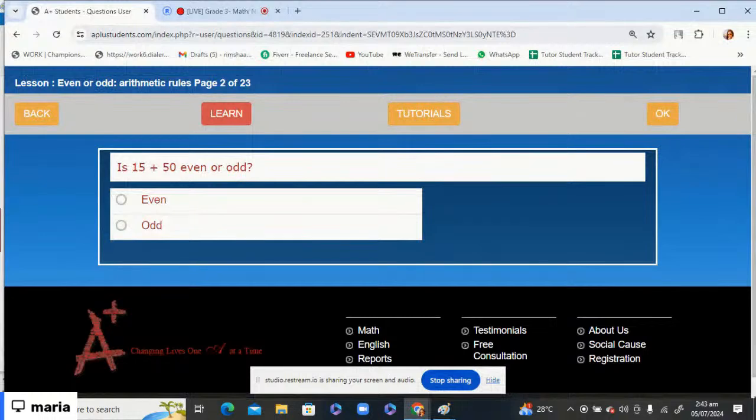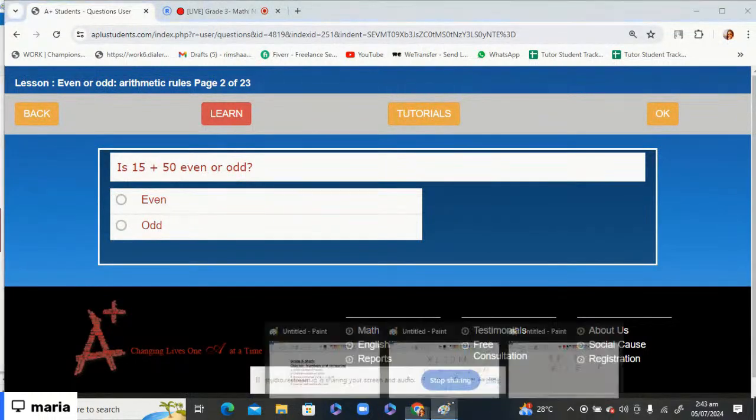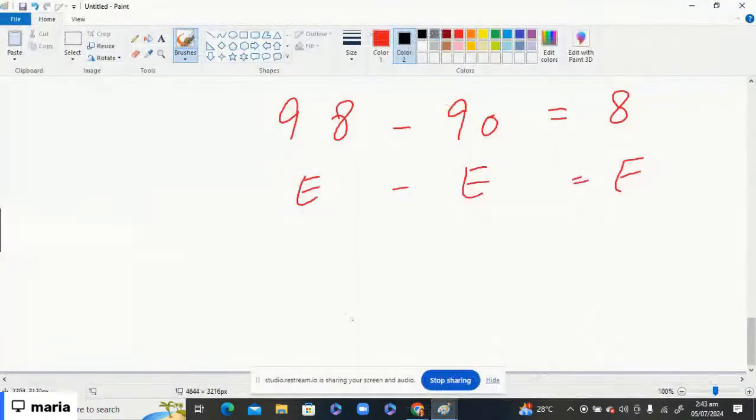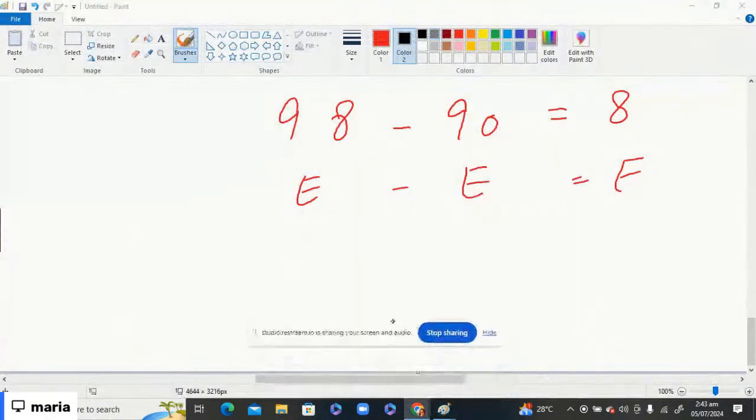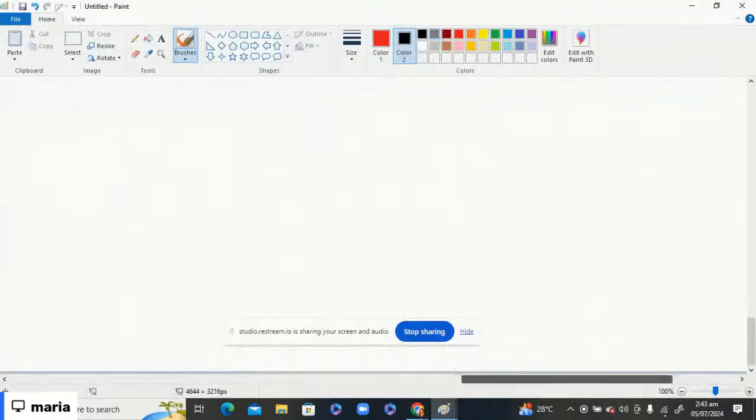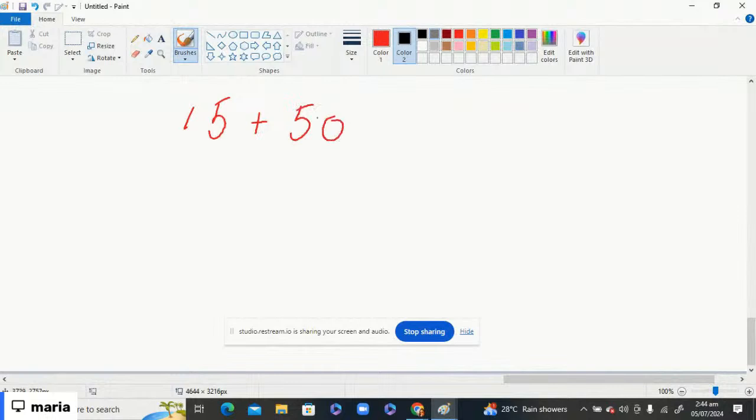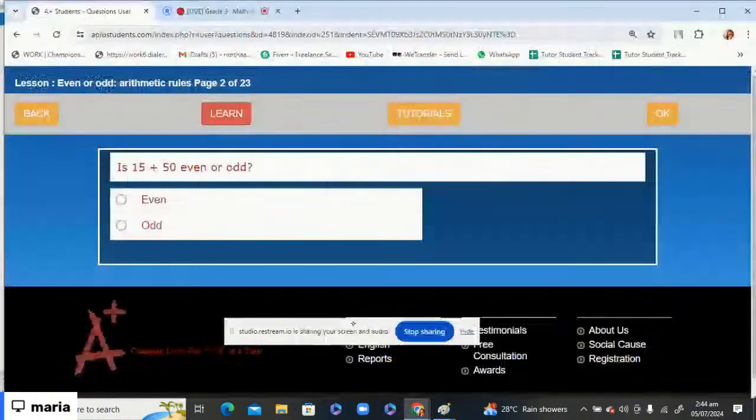So for now, it's 15 plus 50. Let's check. What is 15? This is odd. What is 50? It is even. Now add up. The answer is 65. It's also odd. Okay, then when we write it down here, it's odd.